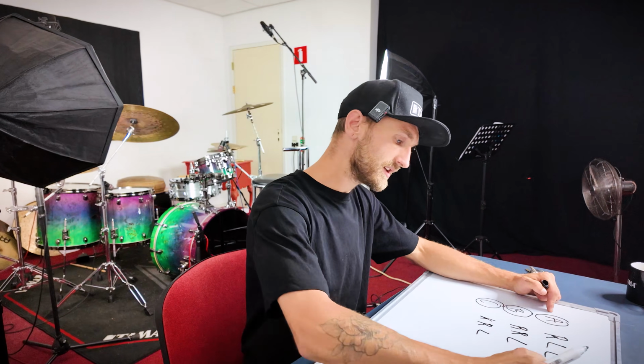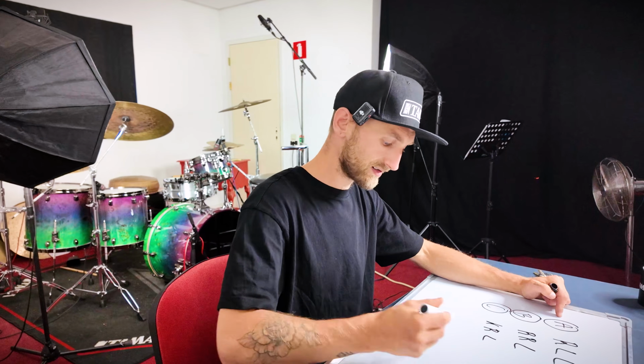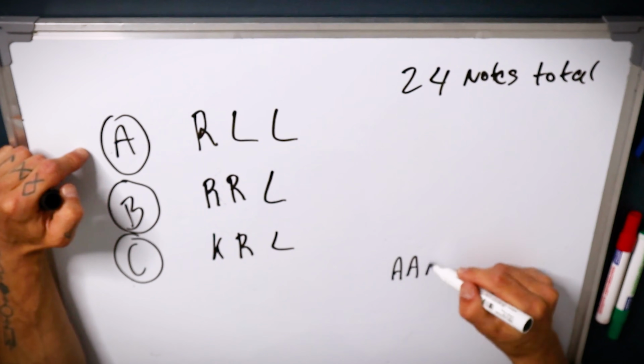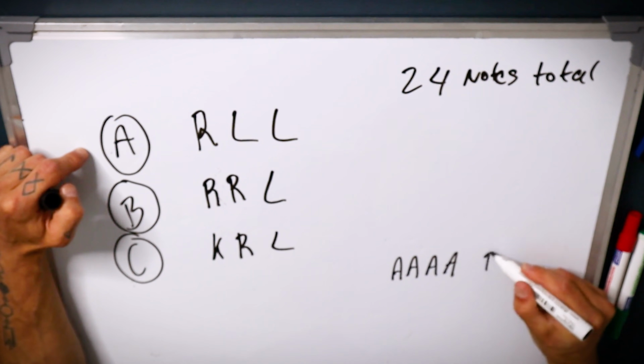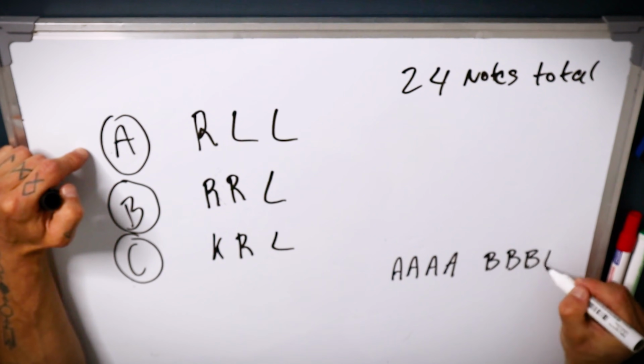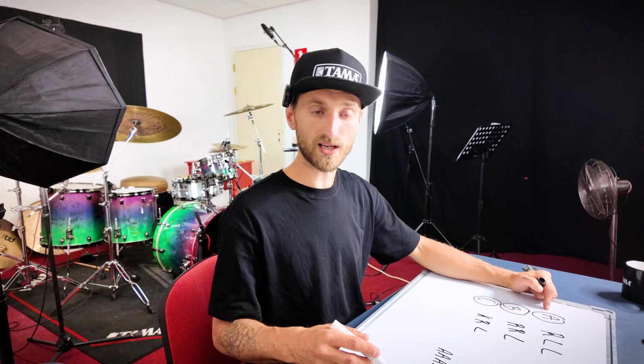Now, what if we actually mix those blocks together? So let's say we play A, A, A, A, and then we play B, B, B, B. So 4 times block A, 4 times block B. Let's hear how that actually sounds on the snare.